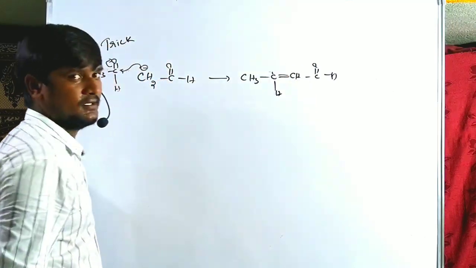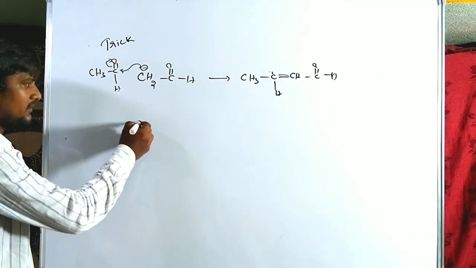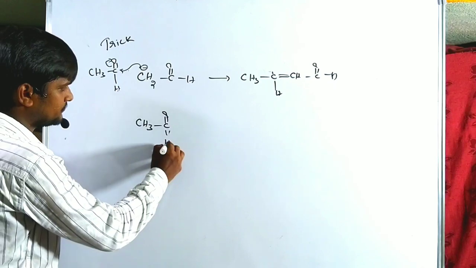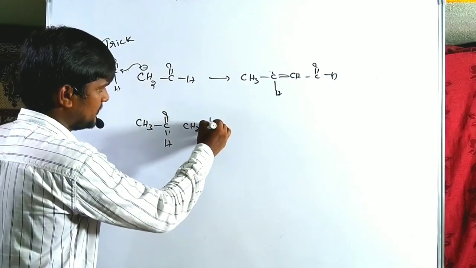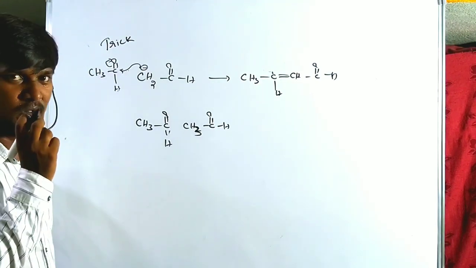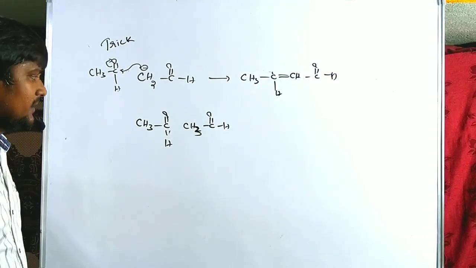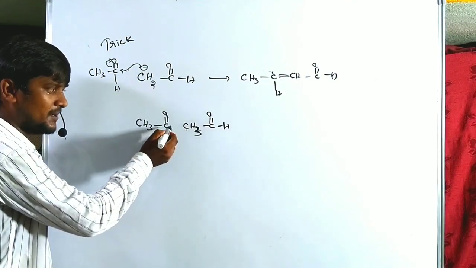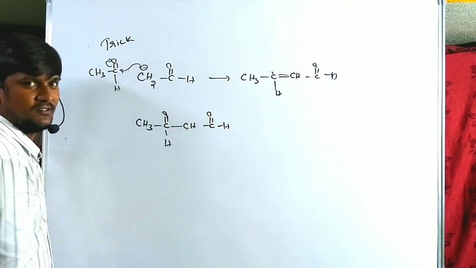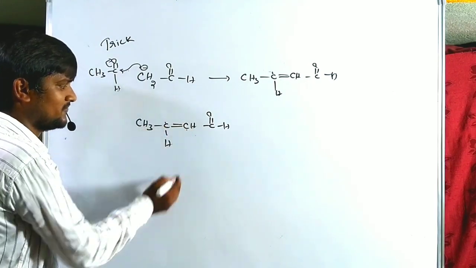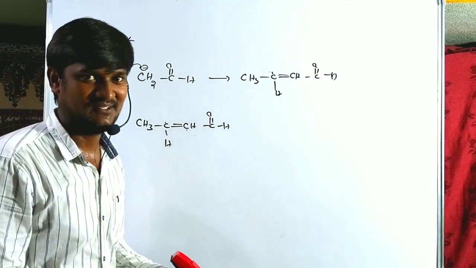Okay, this is the product. So I'll write this product in a very easy manner. This is the reaction, and this is the product. I have to take two moles of the same reactant. The carbanion carbon, which initially has a single bond nature, then forms the double bond. This is the product. Very easy.